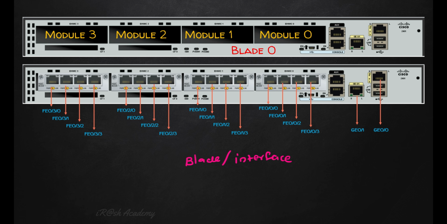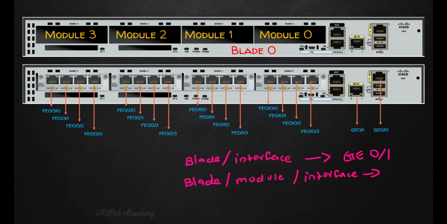If the interface is part of a module, then we need to consider the naming as first the blade number, then the module number, then the interface number. An example for the first is Gigabit Ethernet 0/1. 0 indicates the blade number, 1 indicates the interface number.